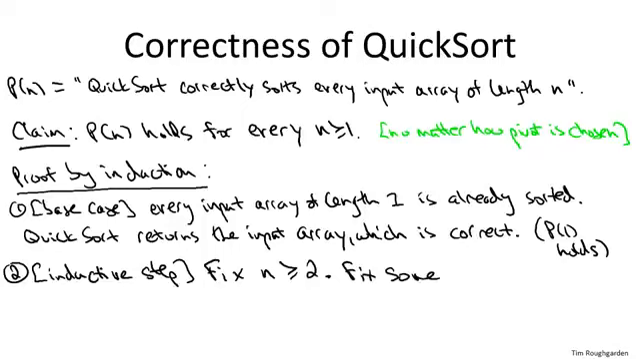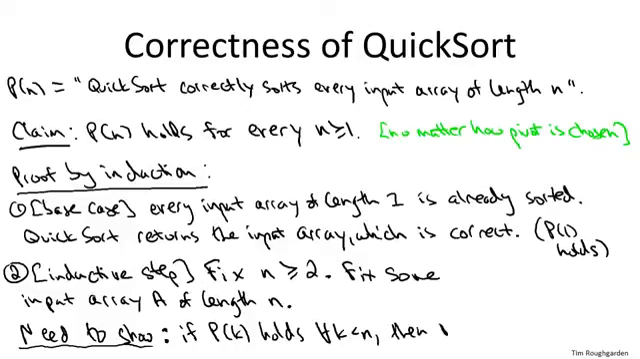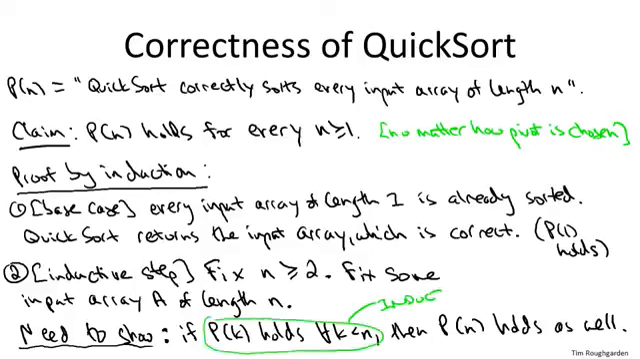So let's make sure we're all clear on what it is we need to show. What are you showing in an inductive step? Assuming that P of k holds for all smaller values, all smaller integers, then P of n holds as well. And remember, this is the inductive hypothesis. So in the context of Quicksort, we're assuming that Quicksort never makes a mistake on any input array that has length strictly smaller than n. And now we just have to show it never makes a mistake on input arrays that have size exactly n.